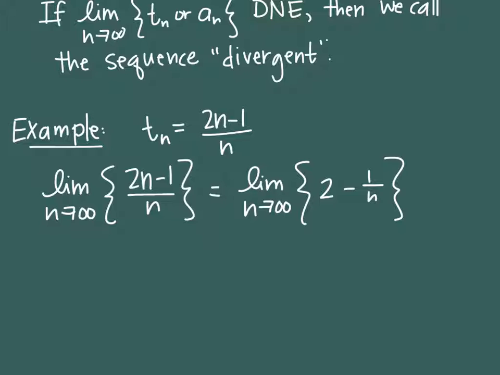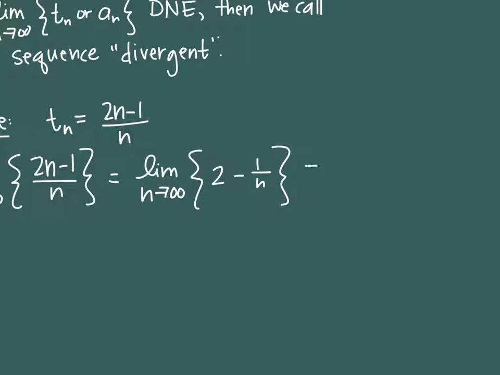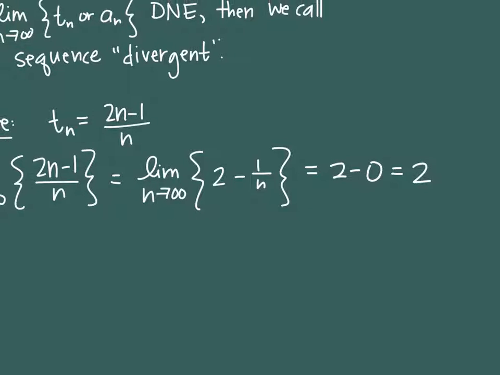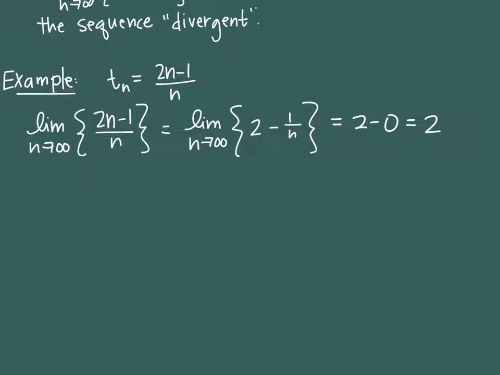But I think I could just reduce 2n over n and 1 over n. And then the 1 over n, of course, approaches 0. So we have 2 minus 0 over 1, which equals 2. So what do you conclude about that particular sequence? Right. So this is a convergent sequence.